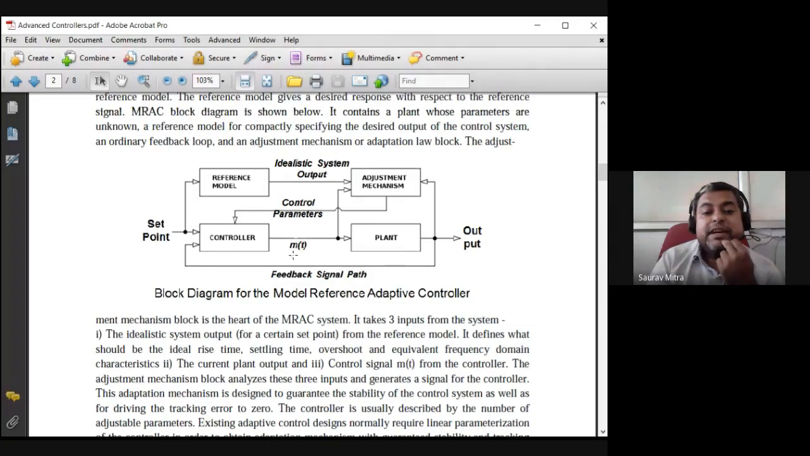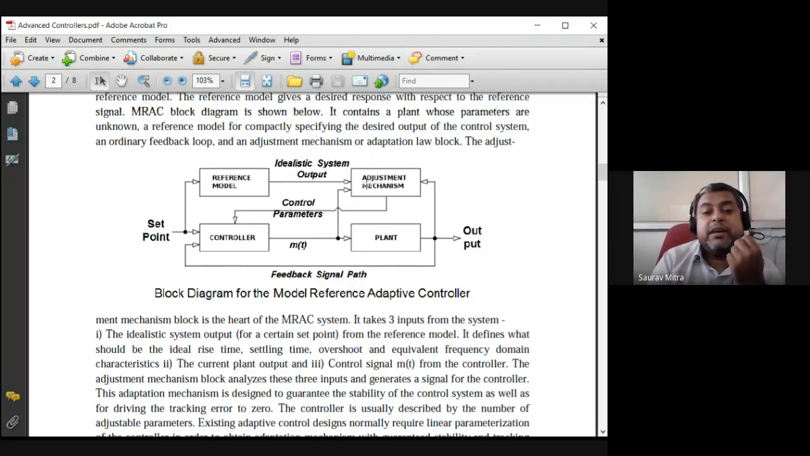So you can find that below. This is the same feedback signal block. There is a controller, plant, output, and there is a sensor and transducer and feedback, like I said. So this controller, plant, and feedback is the basic control loop. But above is a process where this controller also is being controlled by the adjustment mechanism. And the adjustment mechanism is the brain of the whole process.